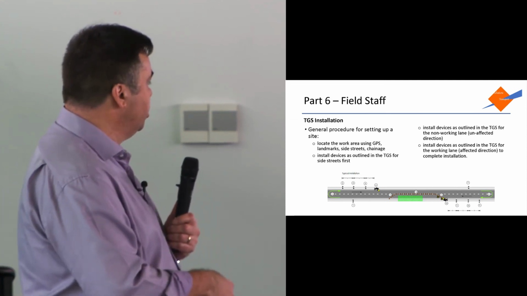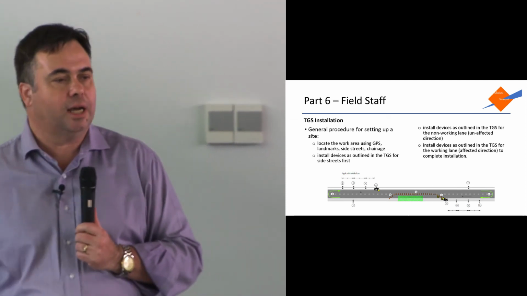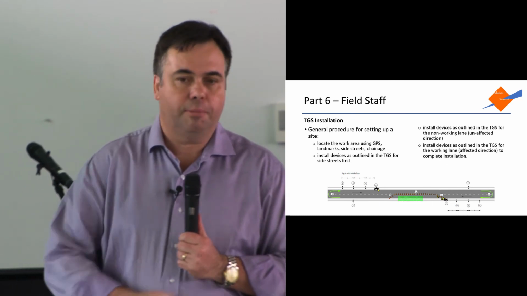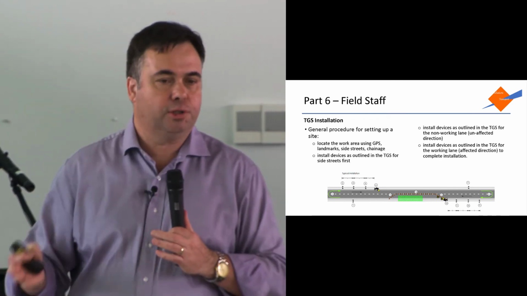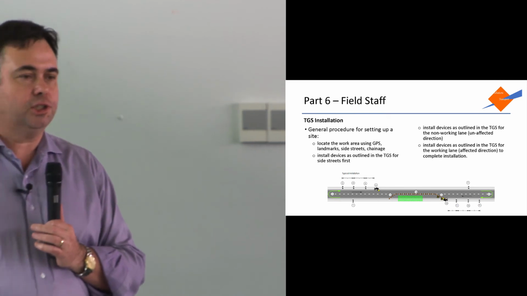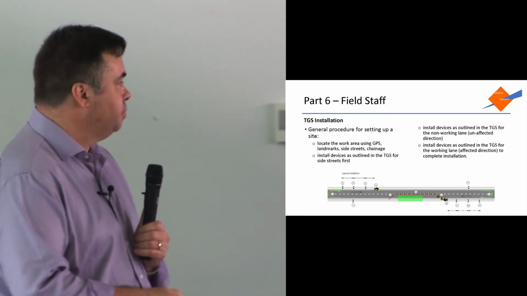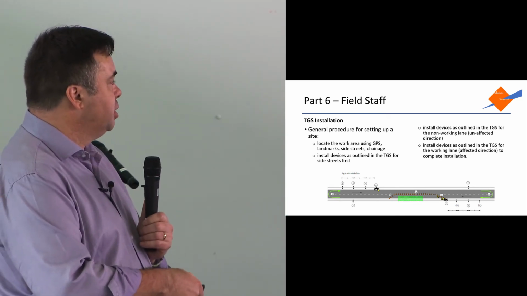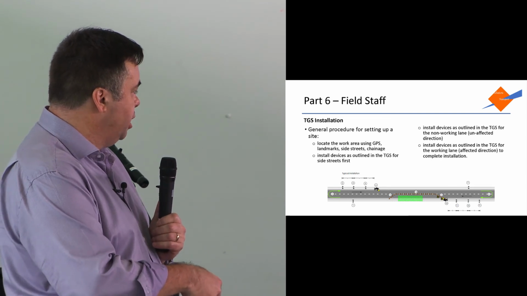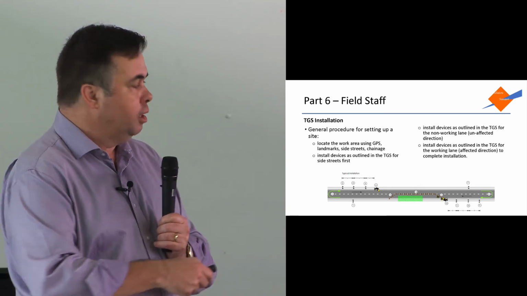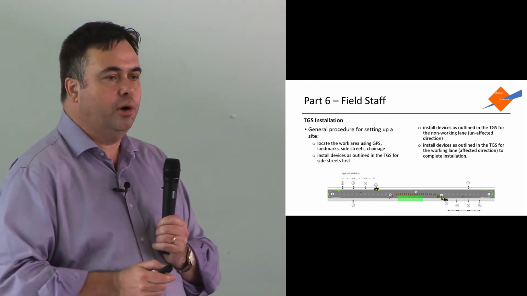That you do side streets first. Side streets and detours get done first. So before you do anything on the road that's being worked on, do anything you need to do on a side street and put all the detours in place. Then you install the devices in the non-working lane direction. So in this case, you install those ones. Then finally, you install everything in the working lane direction.